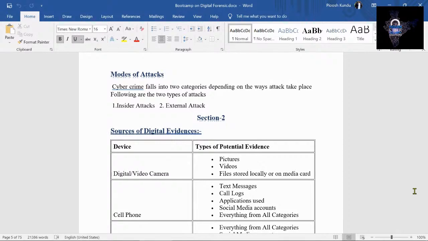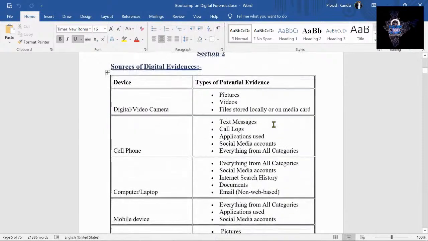Now, section 2, the sources of digital evidence. The digital video camera: the types of potential evidence are pictures, videos, and files stored locally on the media cards. The cell phone: text messages, call logs, application use, social media accounts, everything from all categories that we get from cell phones.